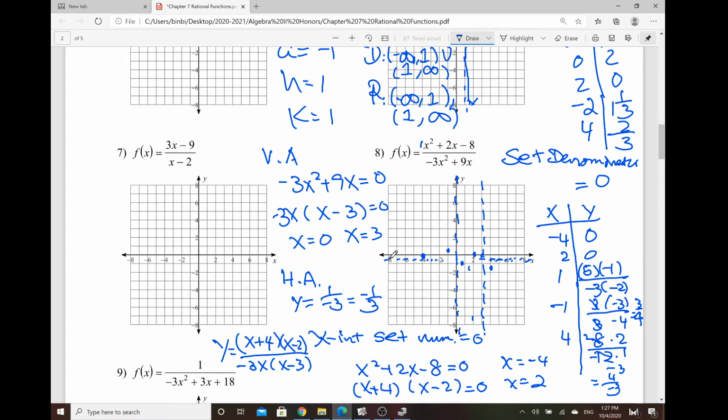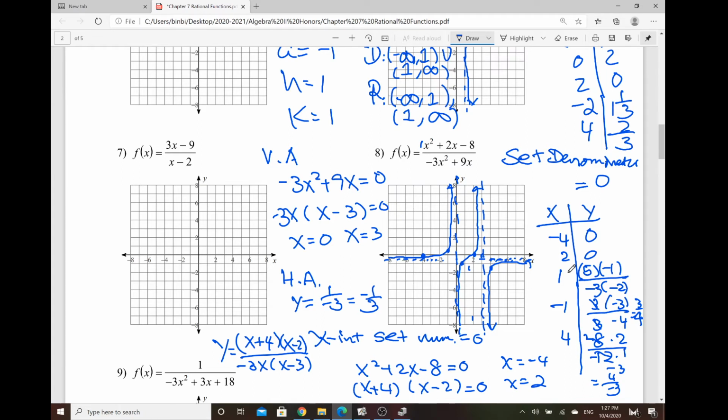Once you connect the dots, one is above the horizontal asymptote, so this one is increasing. The other part of the graph, the one in the middle, again, the HA doesn't apply to the middle part of the graph. This one is kind of like a cubic curve. And then the rest of this is increasing also, like that.